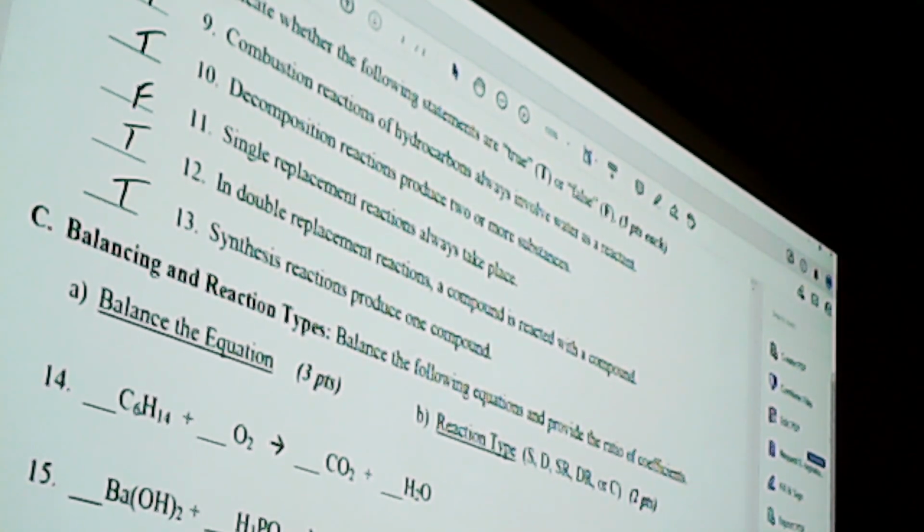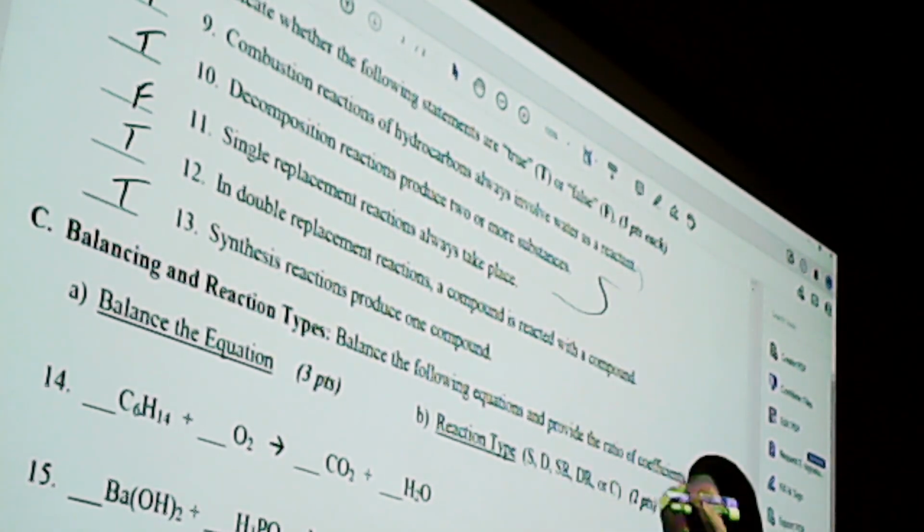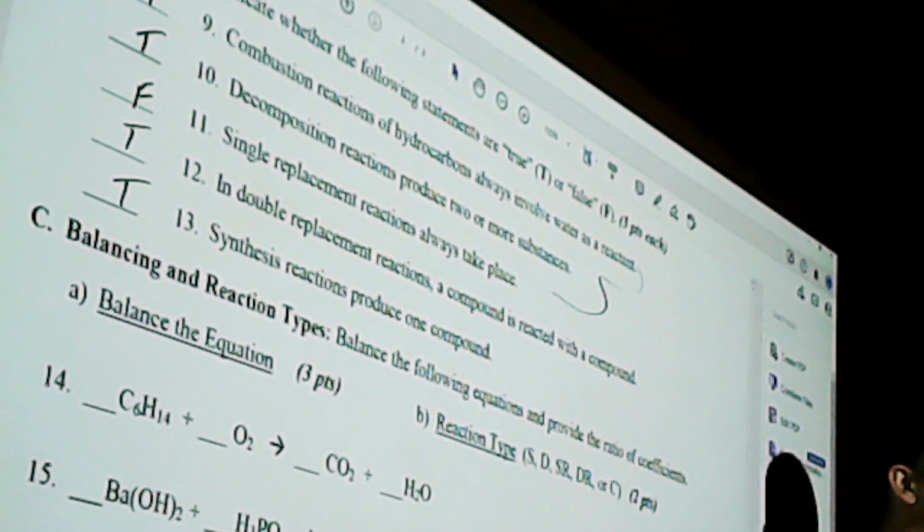Now, those of my students that have missed it so far have missed one of these first three, 9, 10, or 11. They've missed one or all three of those. The last two, most people have gotten correct. So, are there any questions with 9, 10, or 11 of why you missed it?